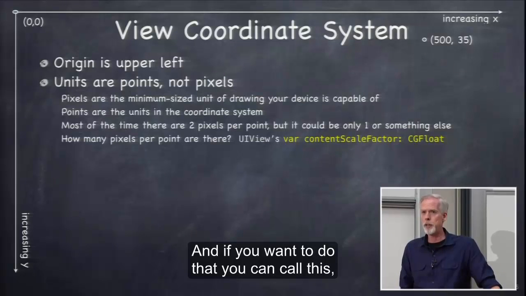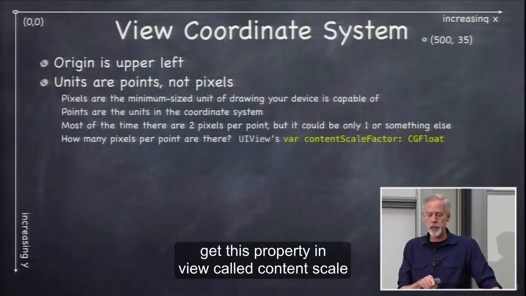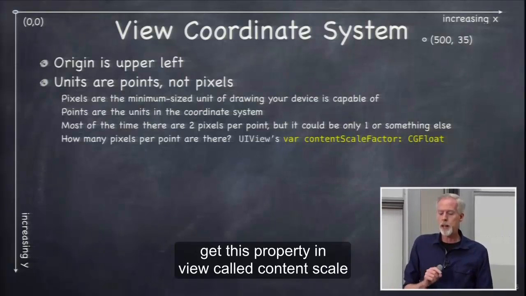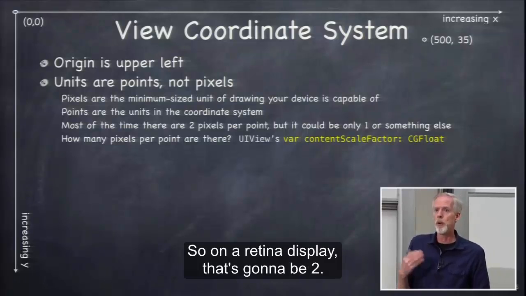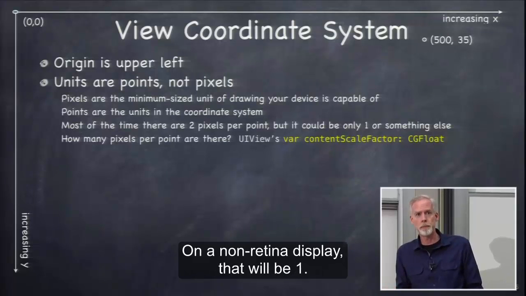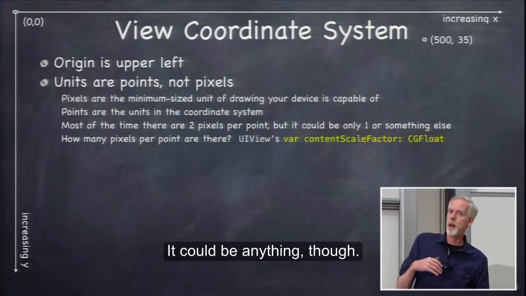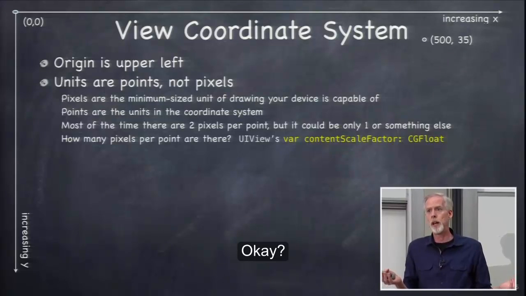because maybe you're drawing something very finely detailed and you want to control on pixel boundaries. And if you want to do that, you can get this property in View called content scale factor, and it will return the number of pixels per point. So on a retina display, that's going to be 2. On a non-retina display, that will be 1. It could be anything though, okay?